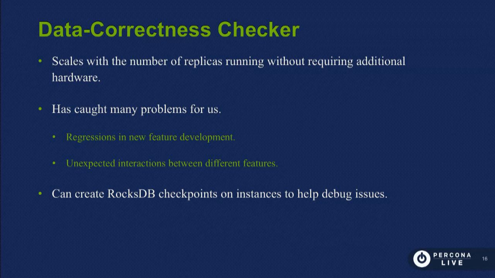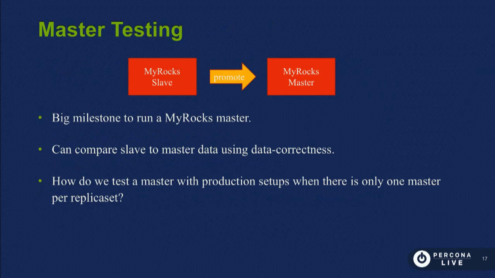And the great thing about this tool is that for those problems that happen in the 0.01% of your fleet, when it does happen, we can actually have the tool immediately create a checkpoint on RocksDB so that we have a data set that we can go back to and analyze at a later point. And so it's been great for us to debug problems that are going on. But that was for slave testing.